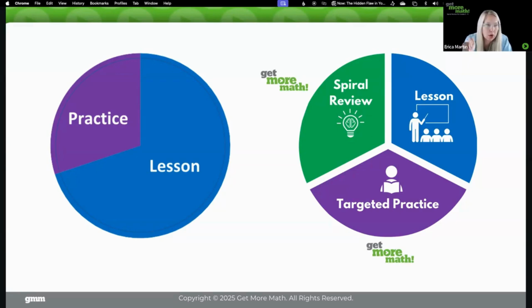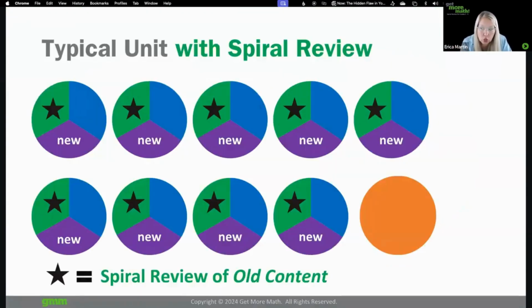It provided me both the targeted practice on the new material and the spiral review practice on the old material. It did not provide the lesson. So Get More Math does not provide instructional content. I was still the driver of that piece of my classroom. But when my students were logged in and working in that spiral review, they were getting an individualized practice session that was prioritizing exactly what those students needed, so that when I gave them a cumulative assessment at the end of my unit, they were well prepared for that.